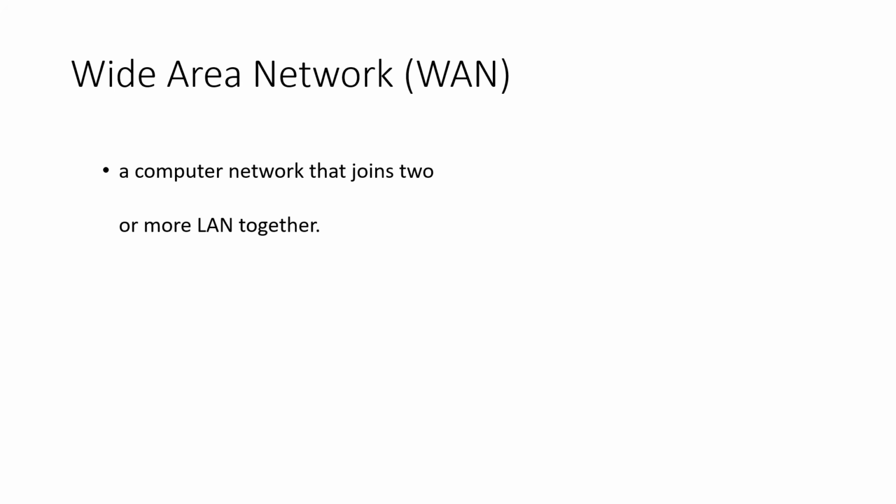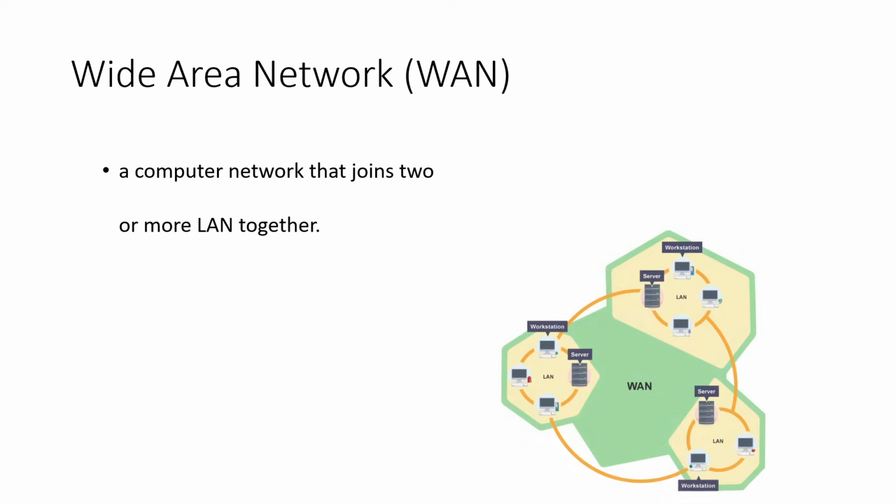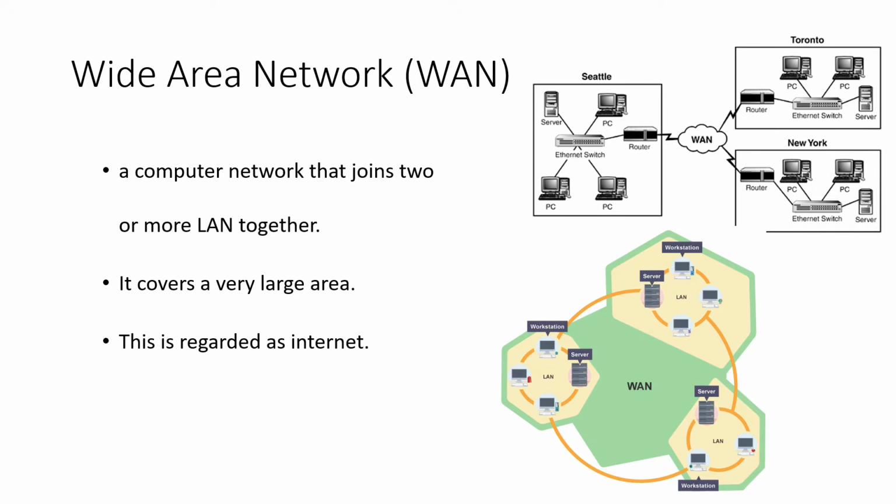Wide area network, WAN, a computer network that joins two or more LANs together. It covers a very large area. This is regarded as the internet.